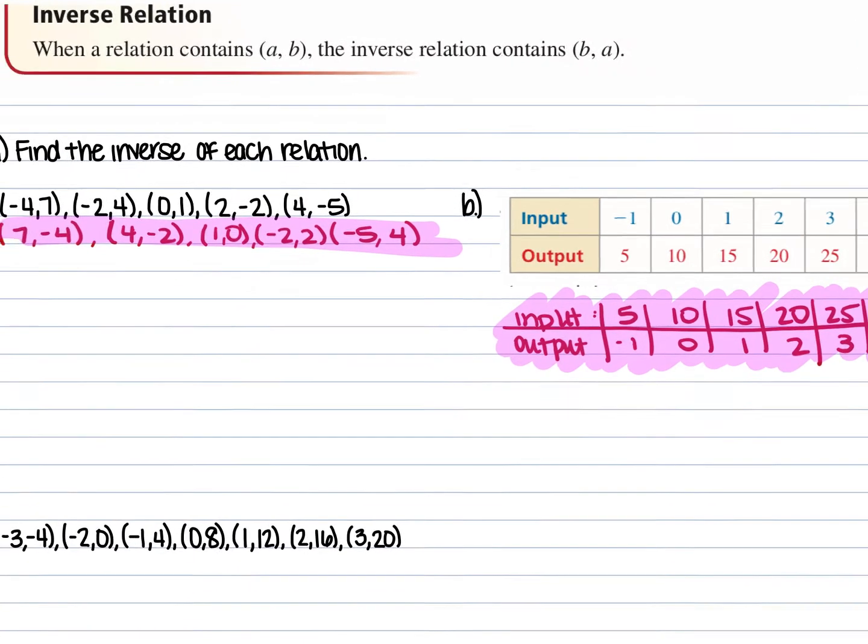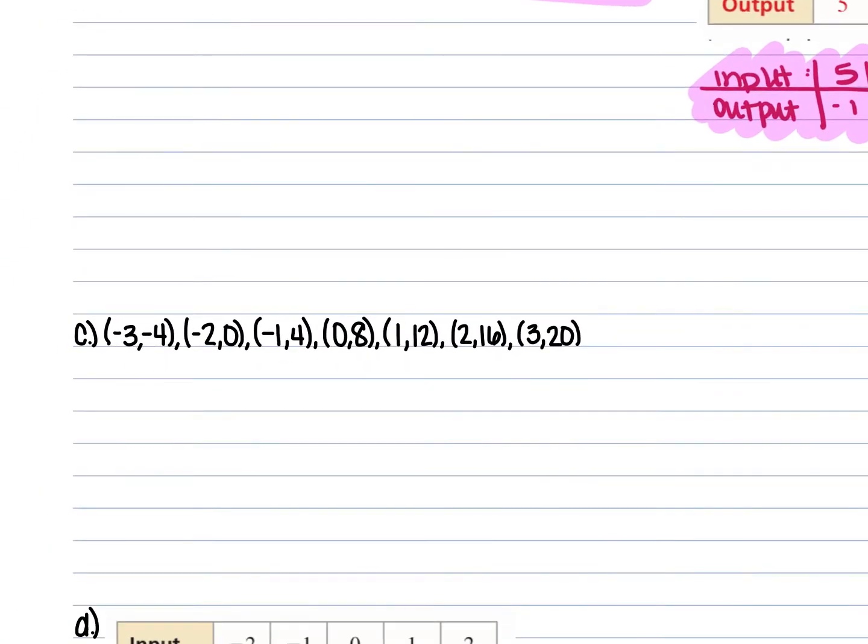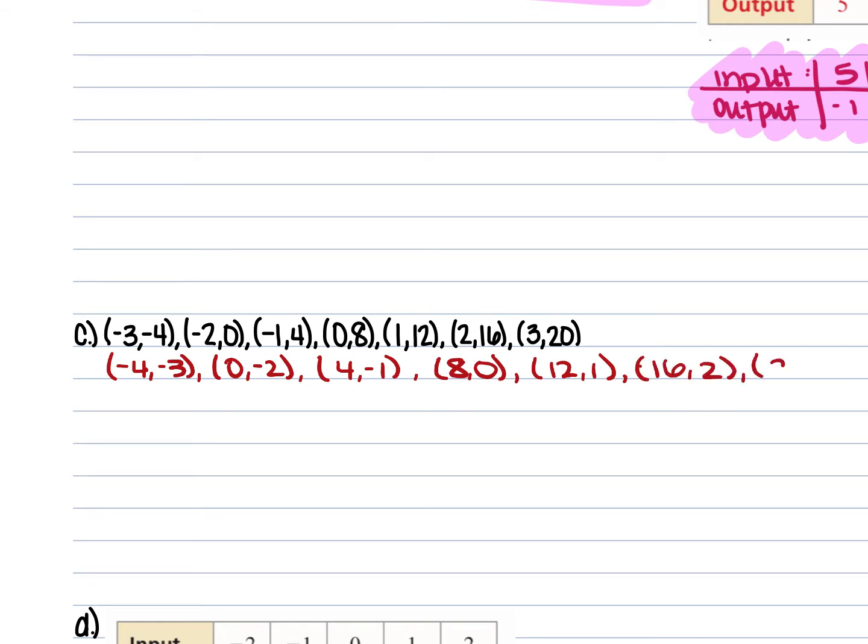For example C, we're given the ordered pairs of (-3, -4), (-2, 0), (-1, 4), (0, 8), (1, 12), (2, 16), and (3, 20). Again, we're just going to switch the x and the y values from each ordered pair. So our inverse is going to be (-4, -3), (0, -2), (4, -1), (8, 0), (12, 1), (16, 2), and (20, 3).